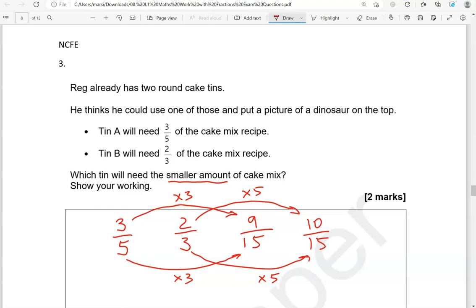Can we compare these two now? Definitely 10 fifteenths is greater than 9 fifteenths. So 2/3 is greater than 3/5. But we're looking for the smaller amount. So that is 3/5. And that is tin A.